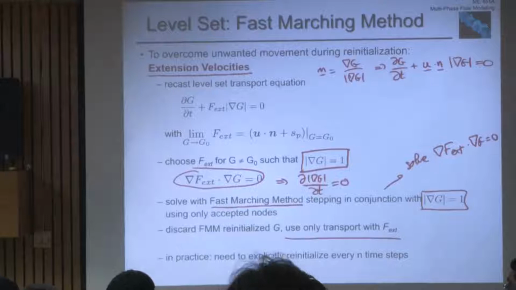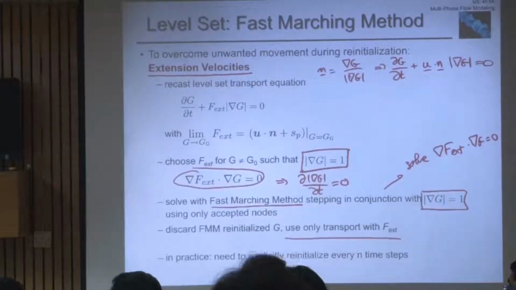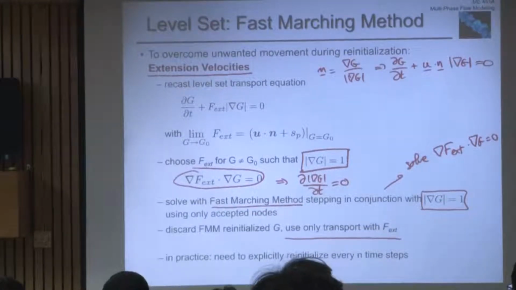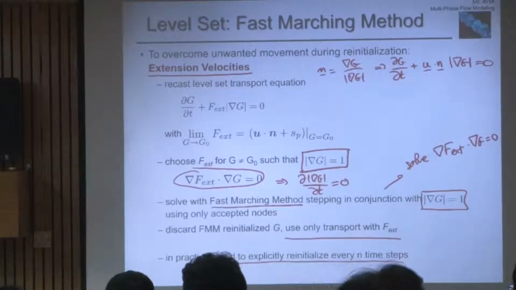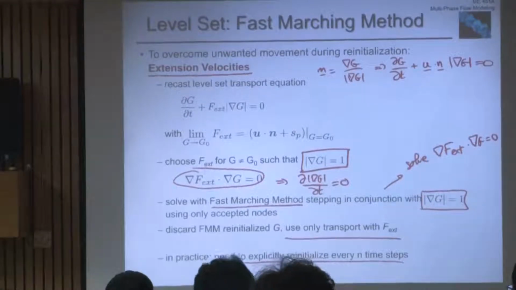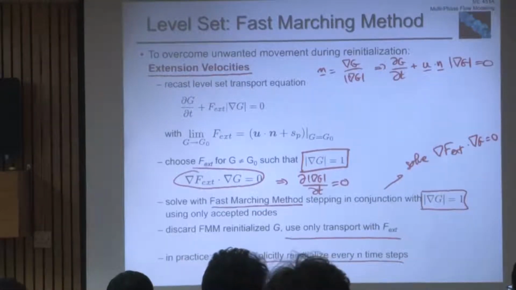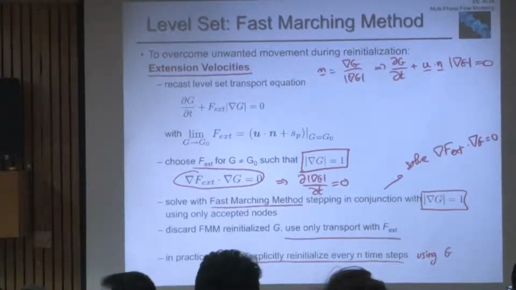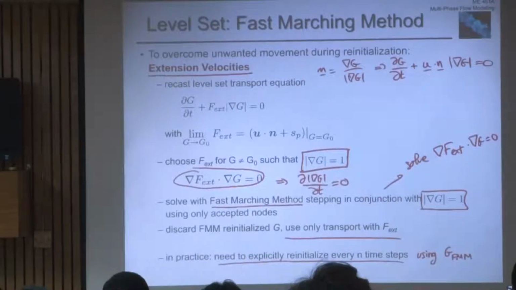In practice, it doesn't quite work like that. There's numerical errors. So even though we stick to essentially a distance function, this is an increasingly erroneous distance function as time goes by. And we end up with still needing to reinitialize every once in a while. So every 100 steps maybe or something like that, you would actually make use of this function, using the fast marching function.